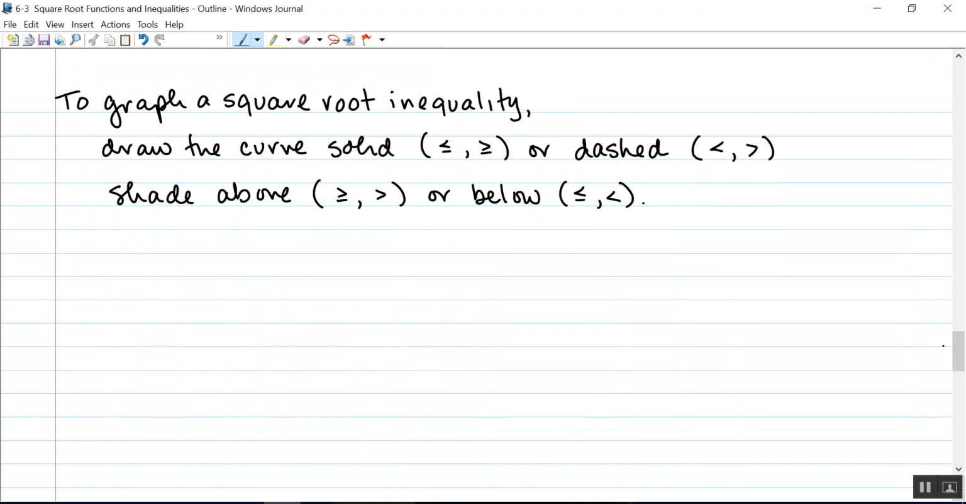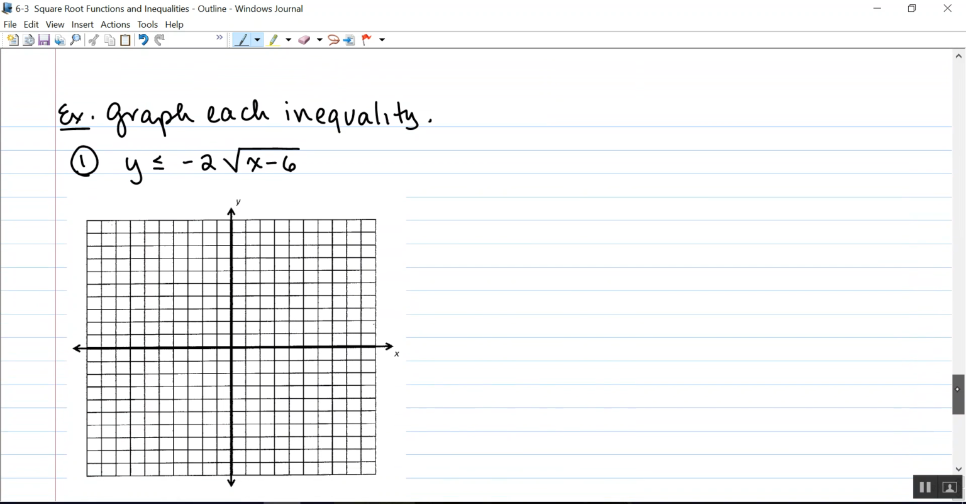So we can also graph square root inequalities. So in order to do one, we're going to do basically the same thing. We're going to graph the curve, but it's going to be solid or dashed. Solid if it's a greater than or equal to or a less than or equal to. Dashed if it's just a greater than or less than. And then we're going to shade either above or below. Above if it's a greater than, below if it's a less than. And we'll take a look at a couple examples here.